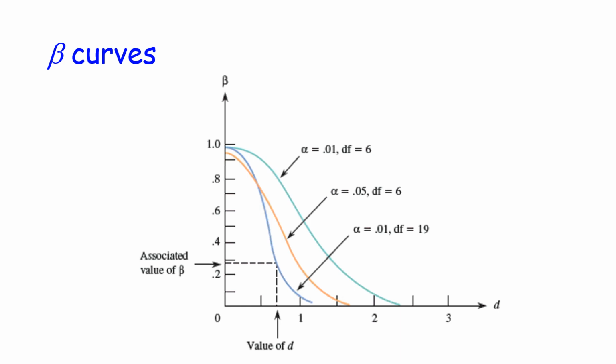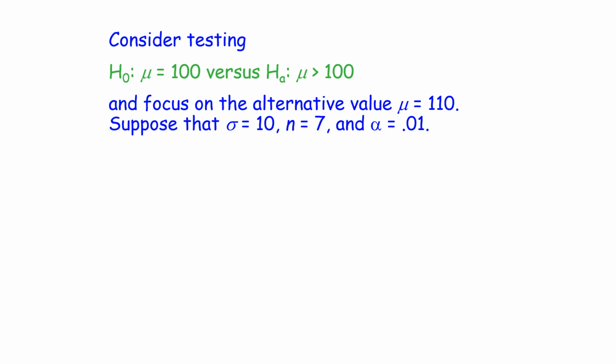So let's consider testing our null hypothesis that mu equals 100 versus an alternative hypothesis of mu is greater than 100, and focus on the alternative value that mu equals 110. So suppose that sigma equals 10, that n is 7, and alpha is 0.01. So we're going to begin by calculating our D value. So the absolute value of 110 minus 100 divided by 10 equals 1.